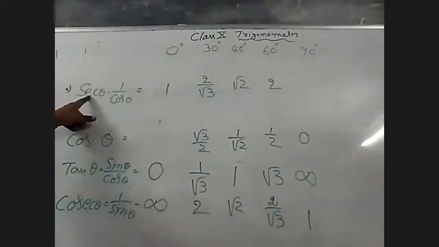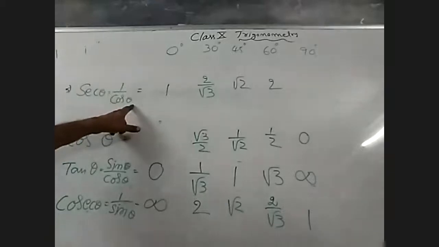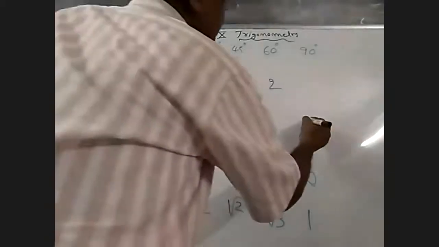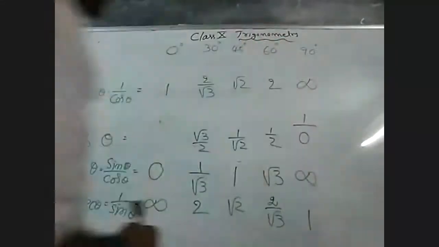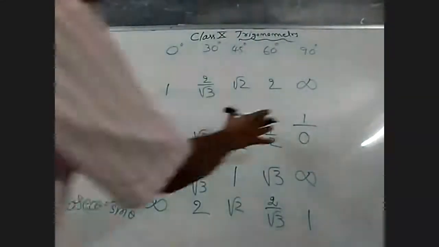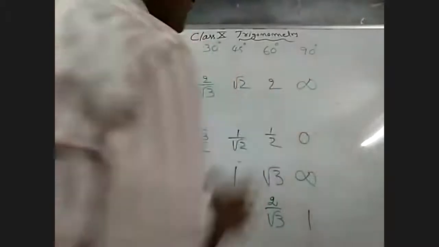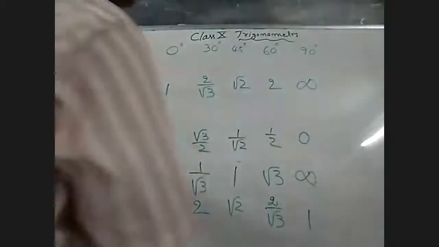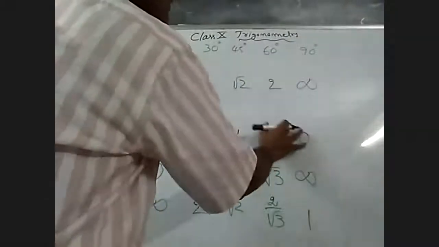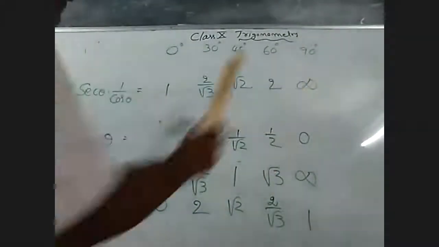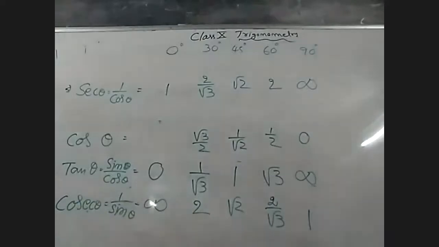Next, secant 90. Secant 90 means 1 by cos 90, which means 1 by 0. 1 by 0 is nothing but infinity. Right? You don't write 1 by 0 in your notes. Simply write infinity.